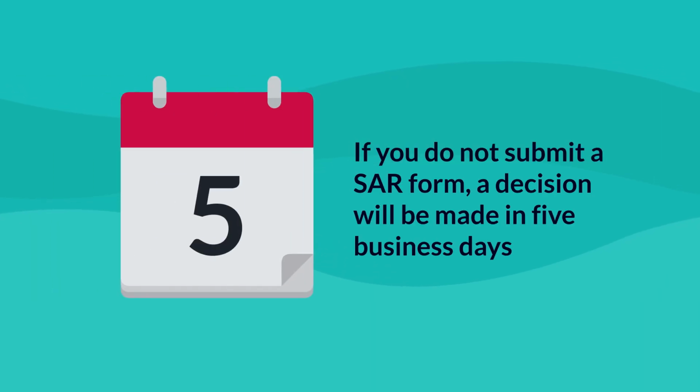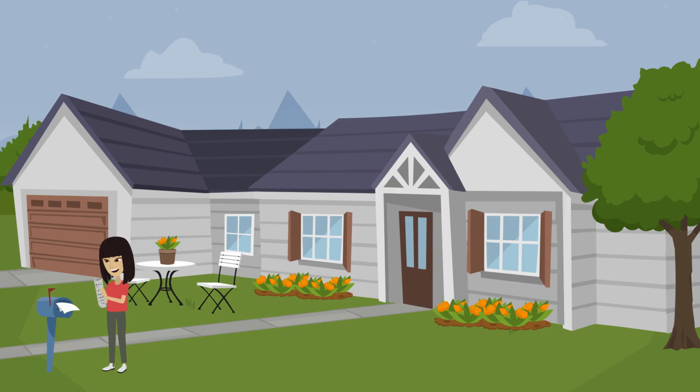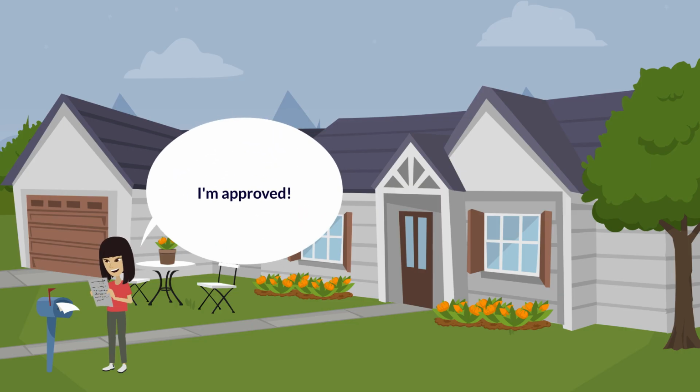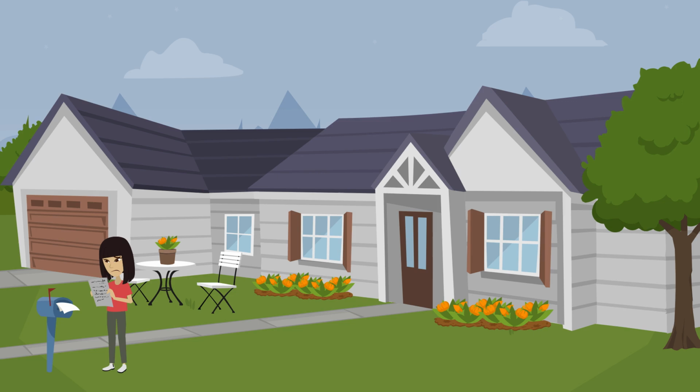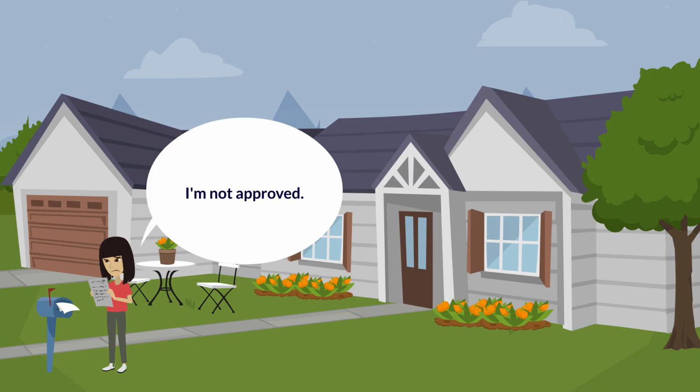If you did not submit a SAR form, a decision will be made within 5 business days. If the beneficiary is approved to move to a tailored plan, they will receive a letter telling them that they are enrolled beginning on the first day of the following month. If the request is not approved, the beneficiary will get a letter stating they will stay in their current plan, with instructions on how to appeal if they don't agree with the decision.